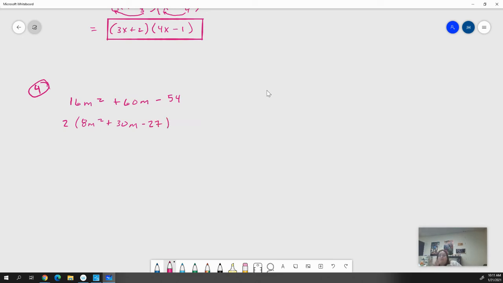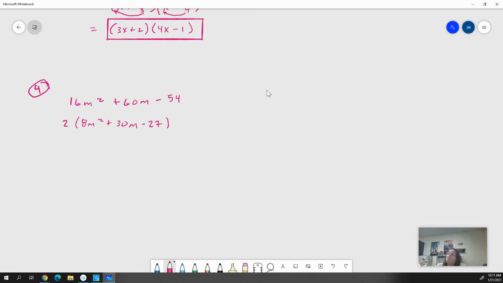Now, like I said, if I wanted to, I could multiply 16 times 54, but then I would have to find all the factors of what 16 times 54 is. I believe that's somewhere in the 600 range. Let's see, what is 54 times 16? 16 times 54 is 864. So I would have to find all the factors of 864 until I found one that added up to 60.